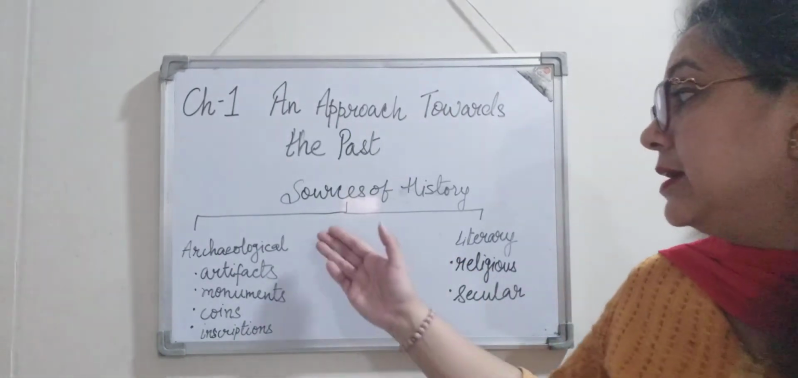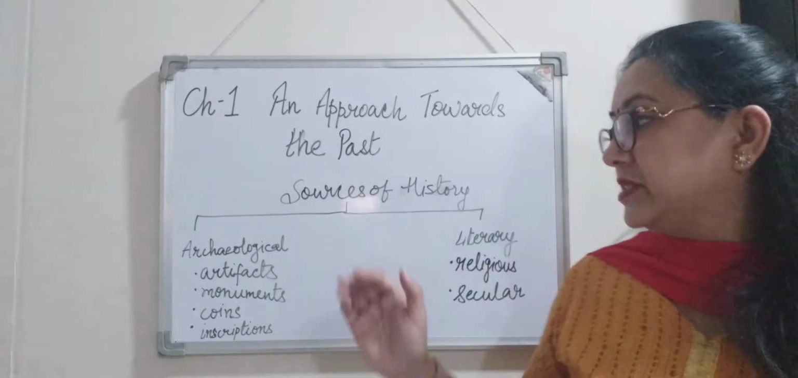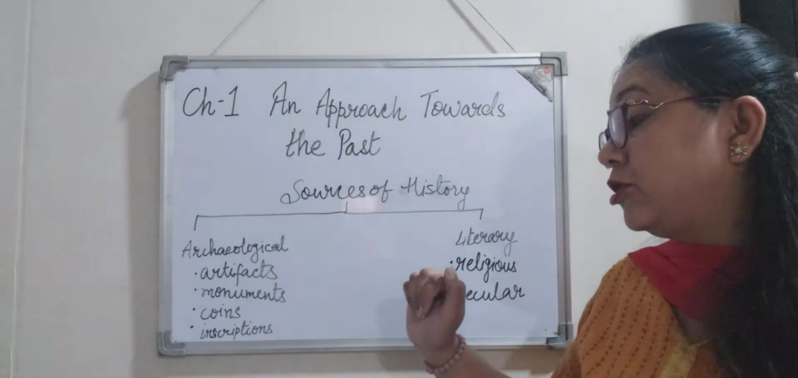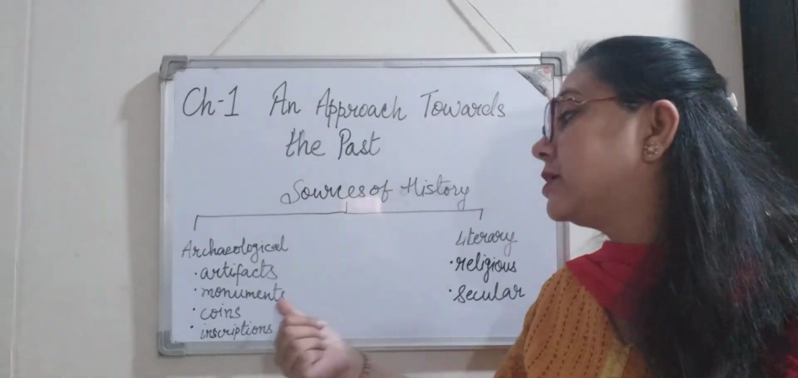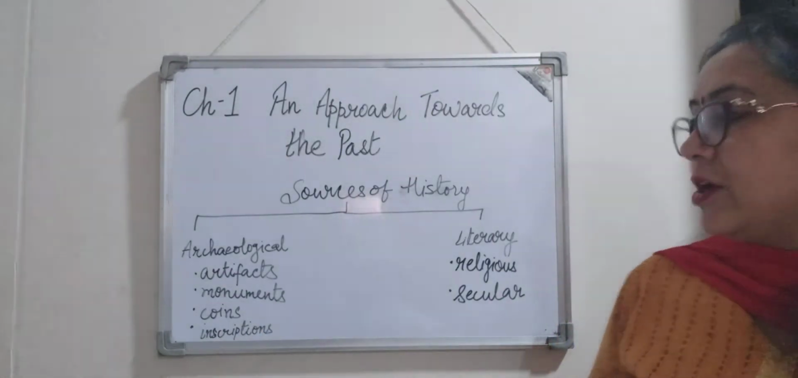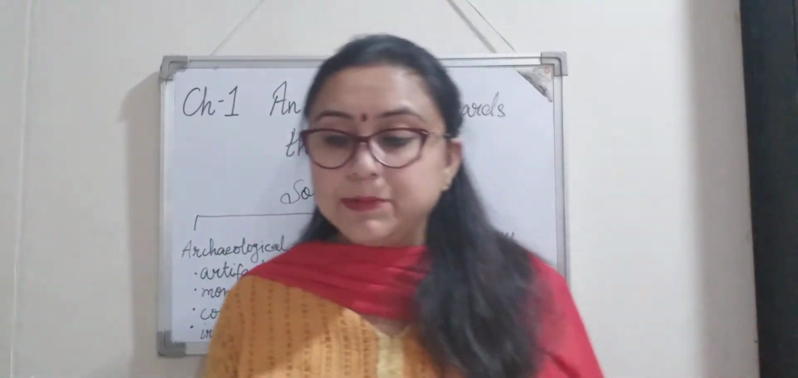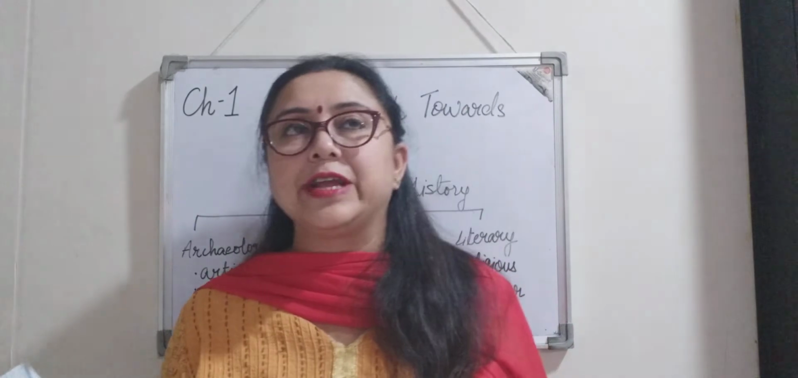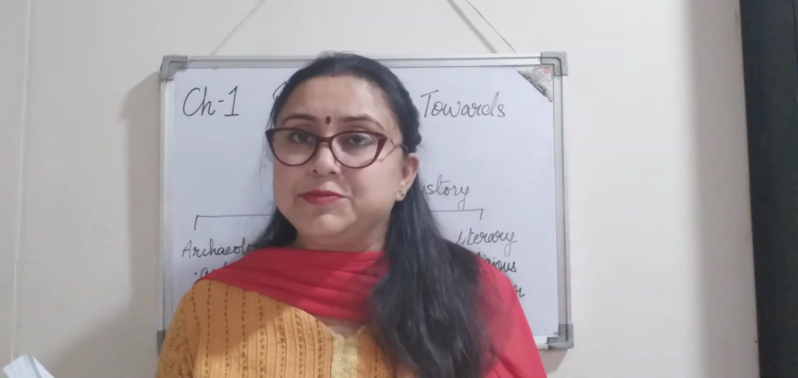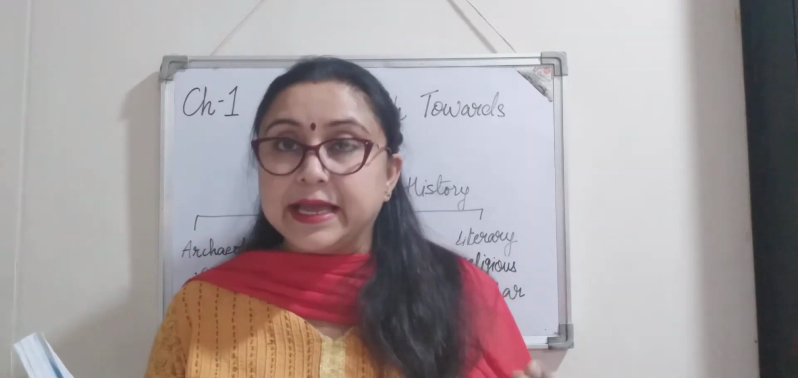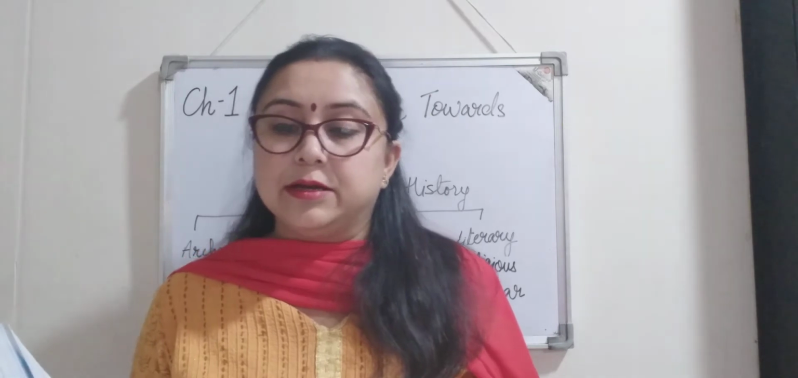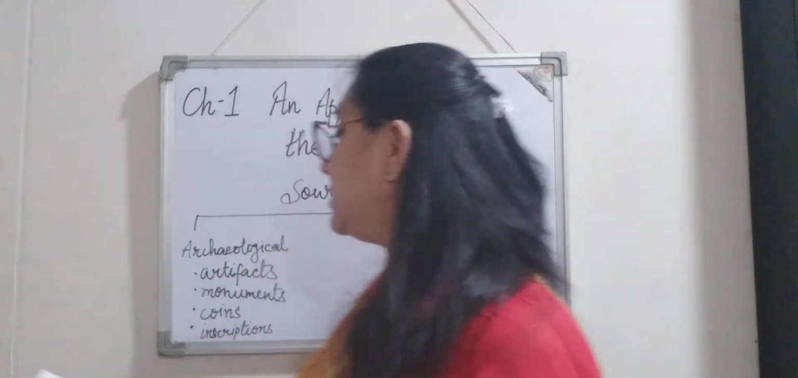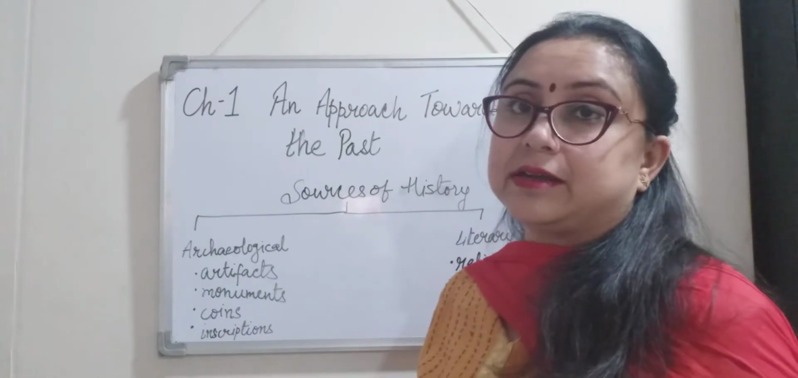As the name indicates, the archaeological sources are those sources which include artifacts, monuments, coins, and inscriptions. So what are artifacts? Artifacts are the different objects made by humans in the past for their use. For example, we can say metal objects, tools for hunting and cutting and chopping, then pottery and ornaments, jewelry, weapons and sculptures. All these come under the category of artifacts, right?